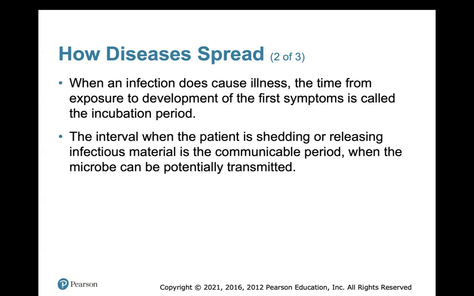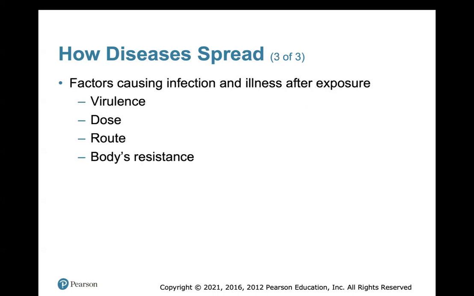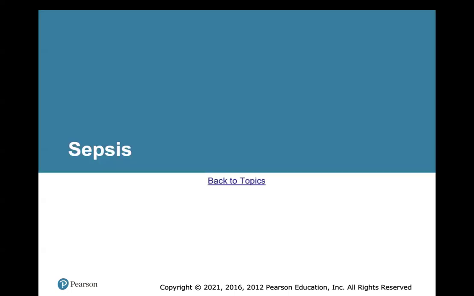The interval in which the patient is shedding or releasing infectious materials is the communicable period. That's when the microbe can potentially be transmitted. That's when we say you're contagious, right? This is when you can spread it. Factors causing infection and illness after exposure: virulence, dose, route, the body's resistance. These are all factors of whether or not you're going to get sick from coming in contact with it.